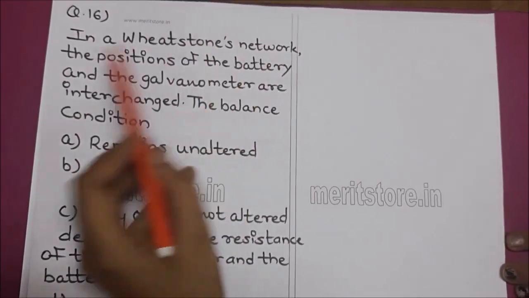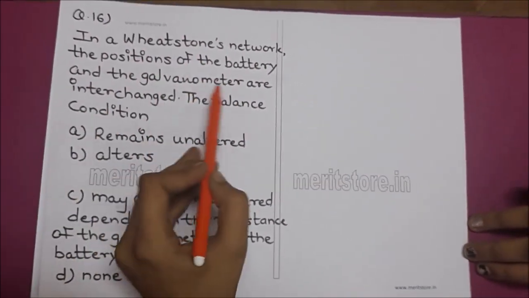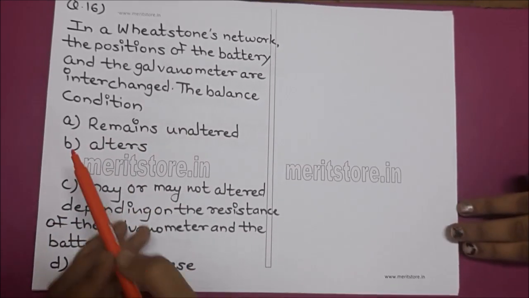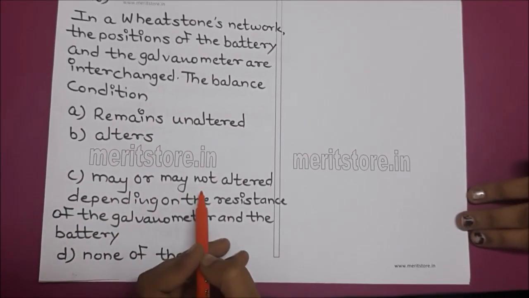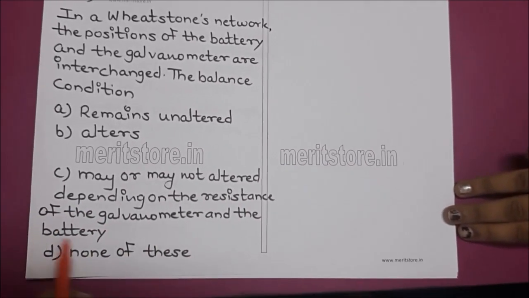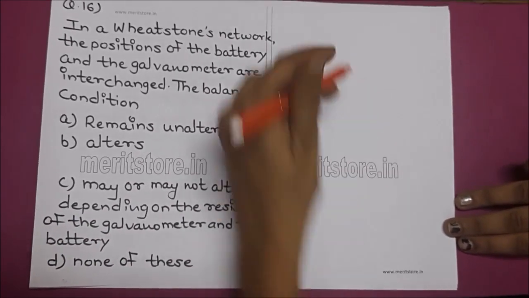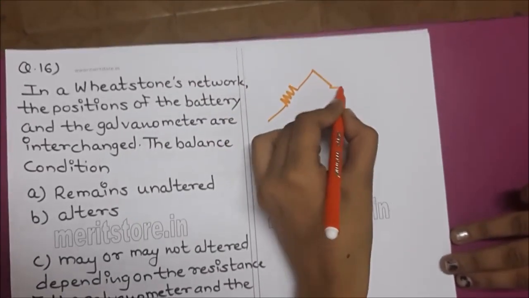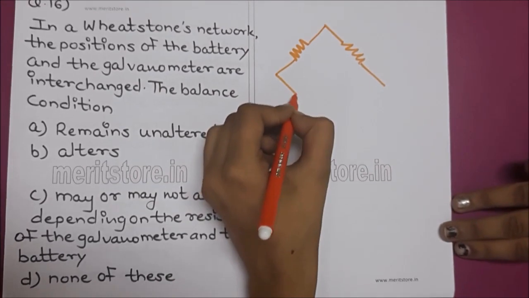In a Wheatstone's network, the positions of the battery and the galvanometer are interchanged. The balance condition A) remains unaltered, B) alters, C) may or may not alter depending on the resistance of the galvanometer and the battery, D) none of these. So over here, I will make a Wheatstone's bridge.